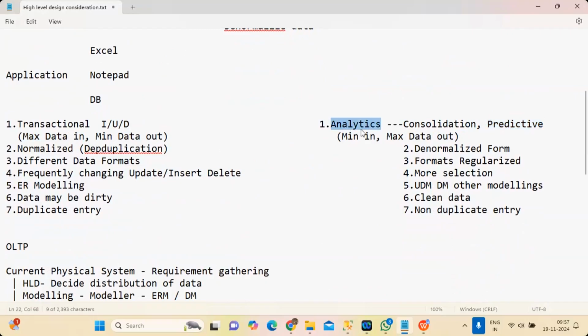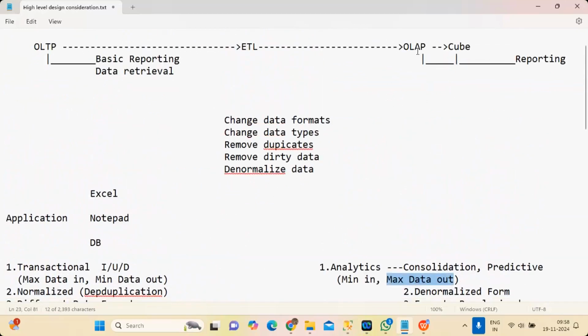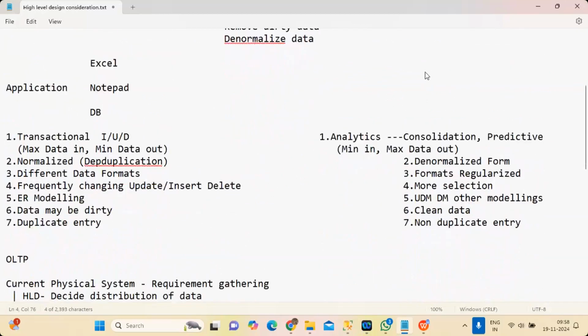So analysis is of two kinds. One is analyzing by consolidating the data, and second is analyzing by predicting. So here, in the analytical part, there is minimum input. Input is there, but minimum, and maximum data output for the purpose of decision making. So that is the nature of the OLAP system.